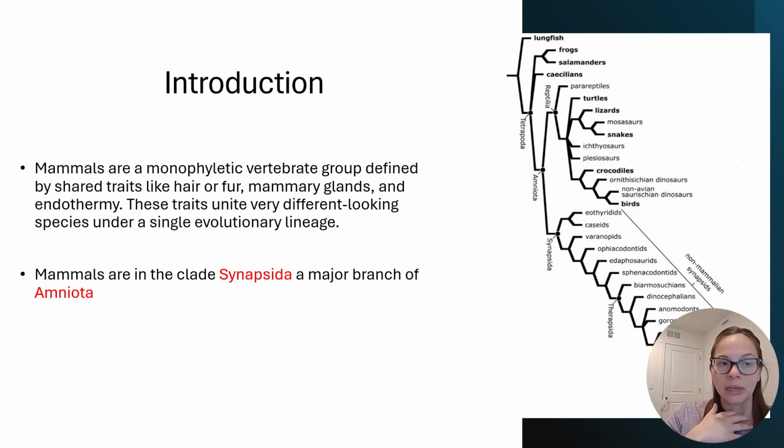We can start with an introduction of mammals and what they are. They are a monophyletic vertebrate group defined by shared traits like hair or fur, mammary glands, and endothermy. These traits unite very differently looking species under a single evolutionary lineage. And on the side here, I have a picture that shows us where mammals are when you look up the tree of life. And I did this by going to toeweb.org. And mammals are in the clade Synapsida, a major branch of the Amniota.